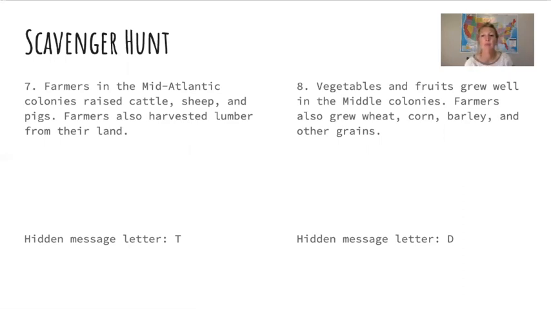Number 8. Vegetables and fruits grew well in the middle colonies. Farmers also grew wheat, corn, barley, and other grains. Hidden message letter D.